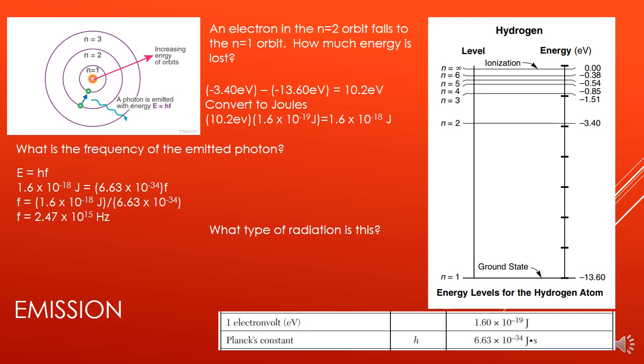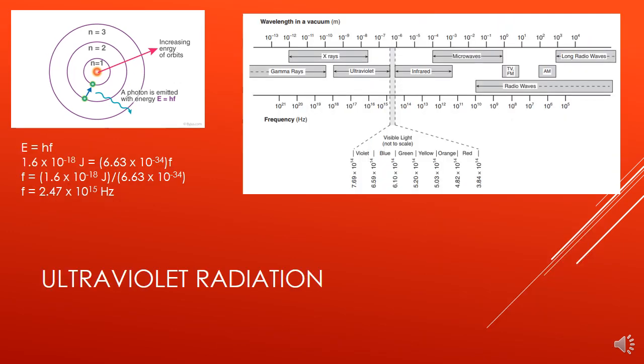I'm now asking what type of radiation this is. So we have to look up the electromagnetic spectrum from the chart, which is on the next slide. So we want to find 2.47 times 10 to the 15th hertz on the chart. So frequency is on the bottom here. And times 10 to the 15th is just to the left of visible light. So this frequency is just beyond violet. It ends up in the ultraviolet range. So the photon that's emitted would be ultraviolet radiation.